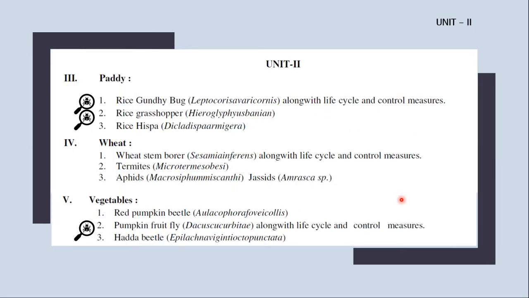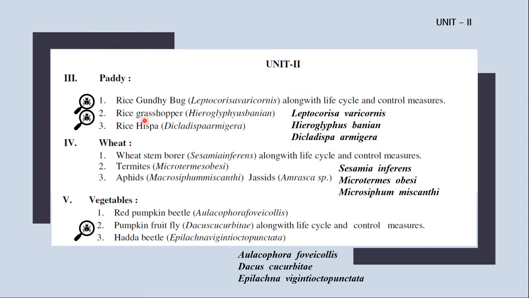Then in Unit 2, we will learn about the pests of paddy, wheat and vegetables. For paddy, we will learn about rice gundhi bug or Leptocorisa varicornis, rice grasshopper or Hieroglyphus banian, and rice hispa or Dicladispa armigera. Then for wheat, we will talk about wheat stem borer or Sesamia inferens, termites or Microtermes obesi, then aphids or Macrosiphum miscanthi. Then we will also learn about jassids or Amrasca species.